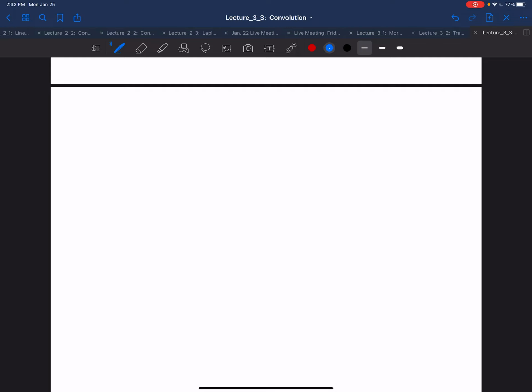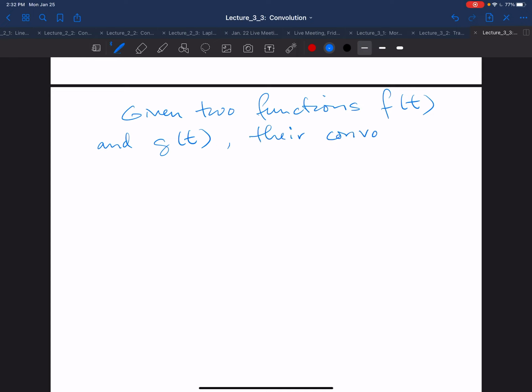So let's define the convolution of two functions instead of two sequences, as we've been looking at here. So given two functions of a real valued variable t, say f(t) and g(t), their convolution is a similar kind of thing, but it's going to be an integral in this case. We'll write it f star g, so this star is our symbol for the convolution operation.